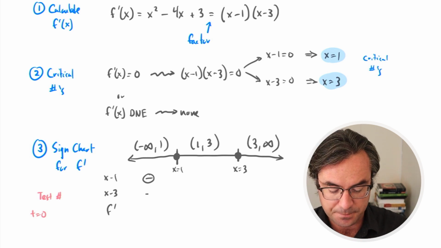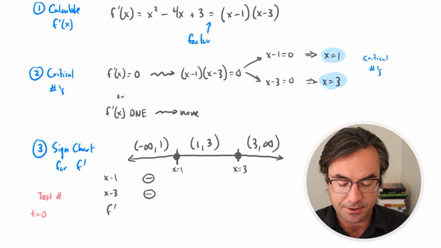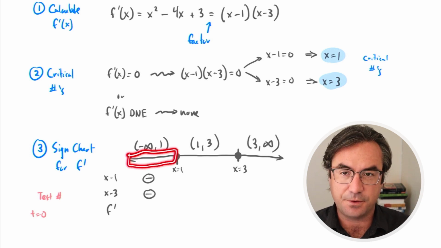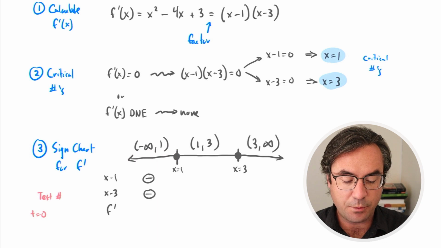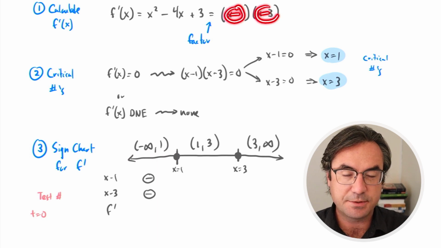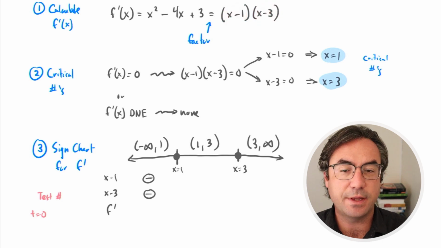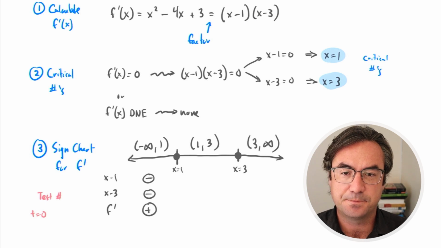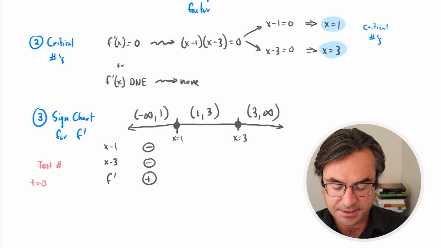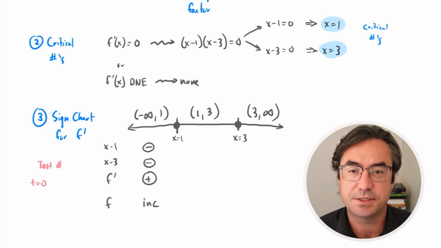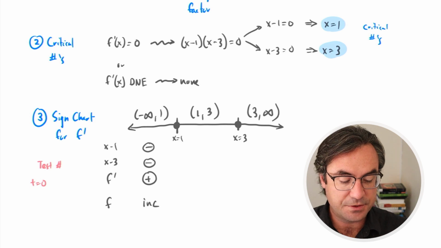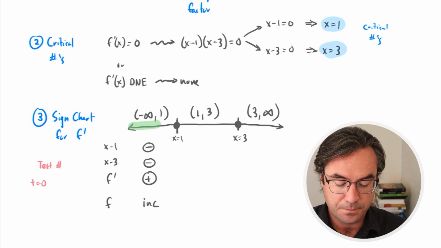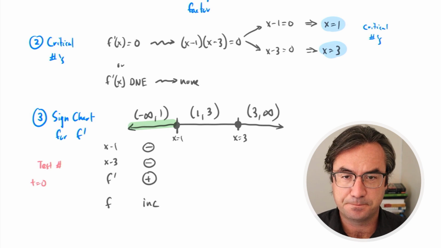We get another negative. So what happens here is on this interval, what we end up with is a negative number times a negative number. So it's a double negative. So that means f prime is positive. And by our main result here, when f prime is positive, that means the original function is increasing. So on this first interval, our function is increasing.